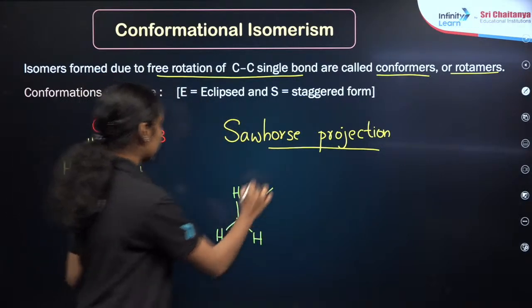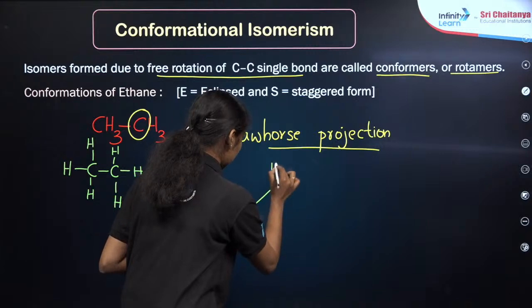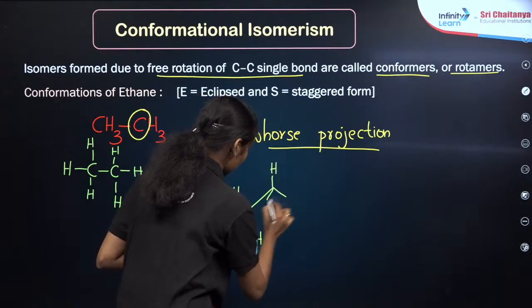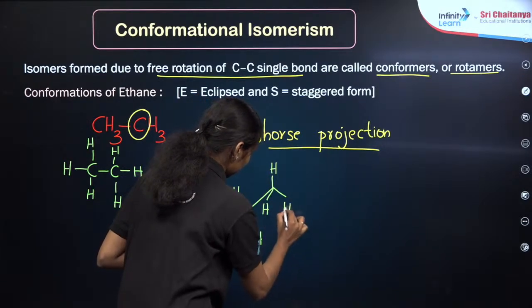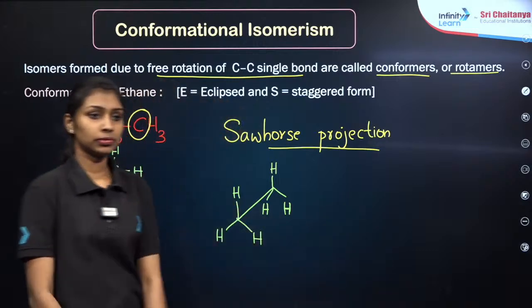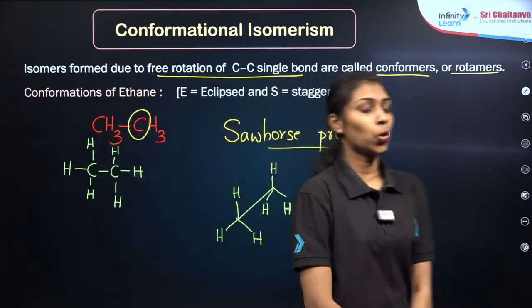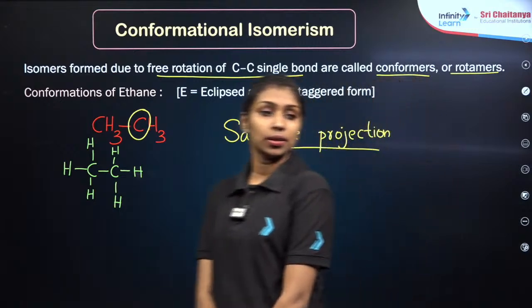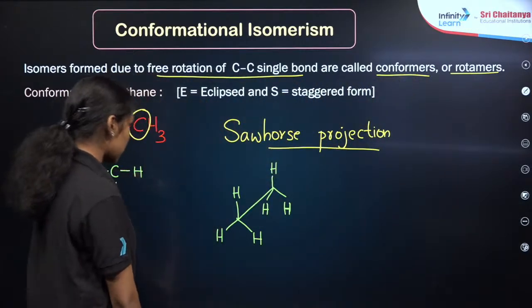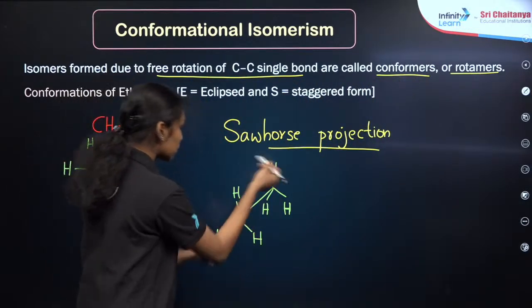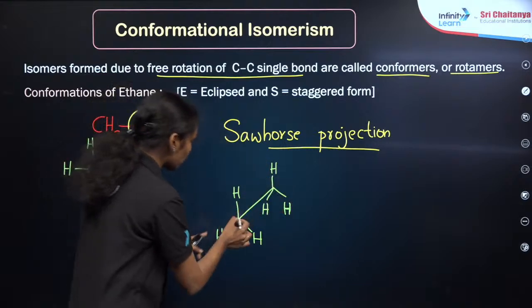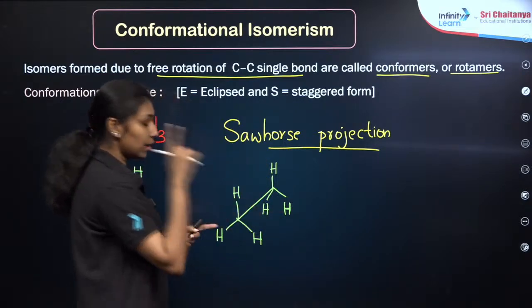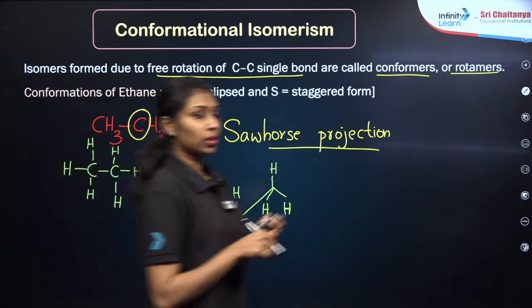What about the second carbon? Again, it is having 3 hydrogen atoms, so hydrogen, hydrogen, right? Clear how to write the Sawhorse projection of the conformational isomers of the alkanes. This is the Sawhorse projection. This will be the first carbon, this will be the second carbon. If any group is attached to the carbon, it will be represented by single lines, right?